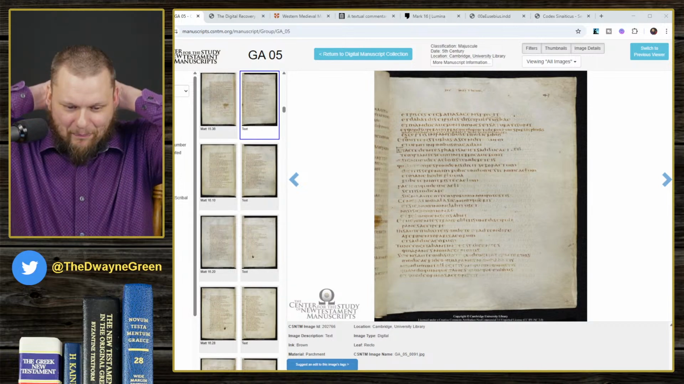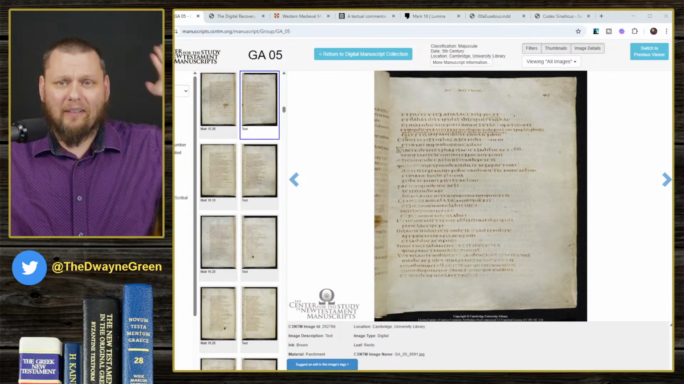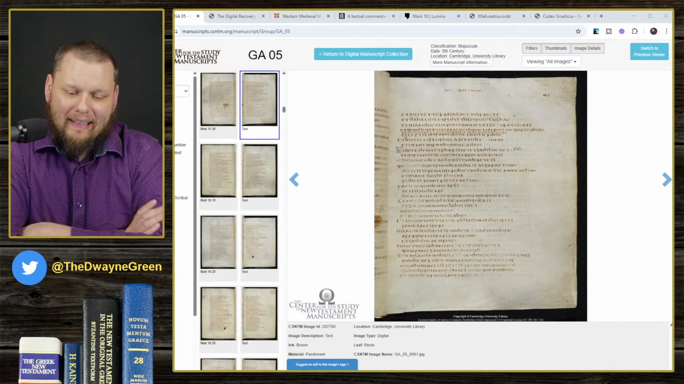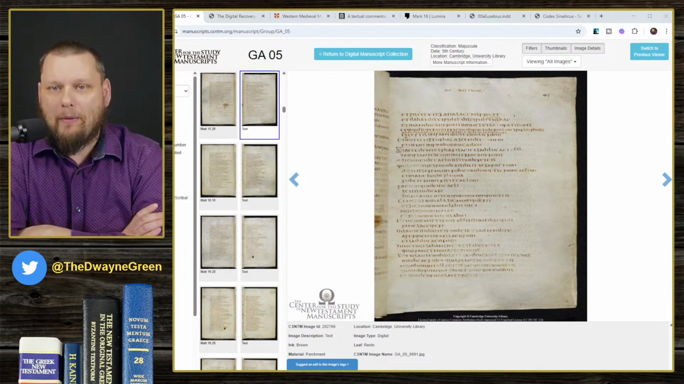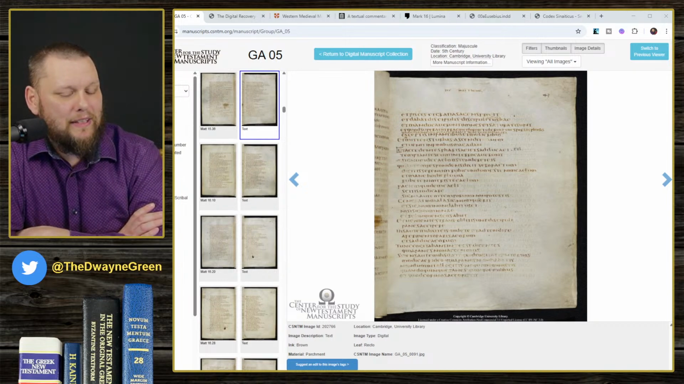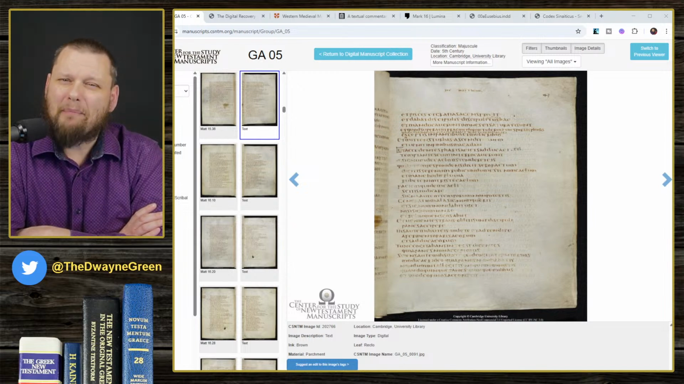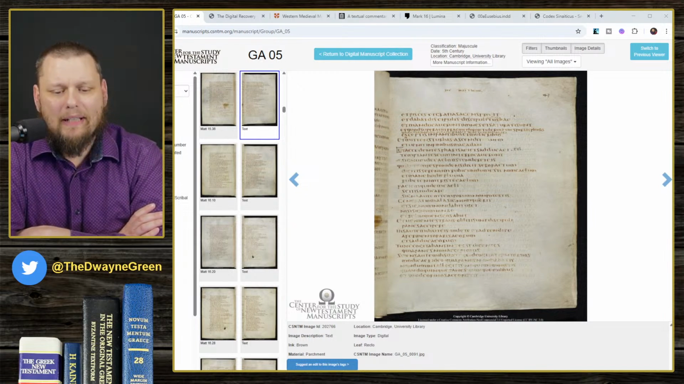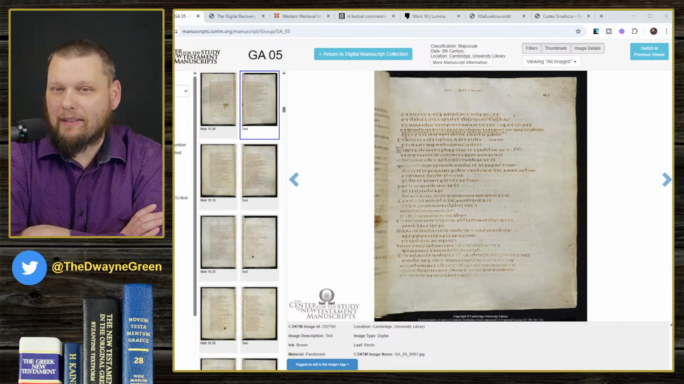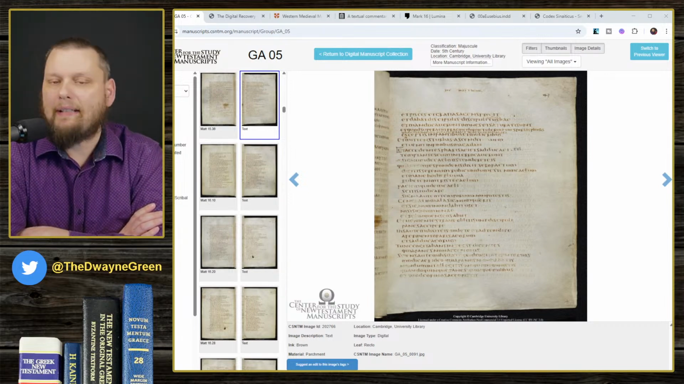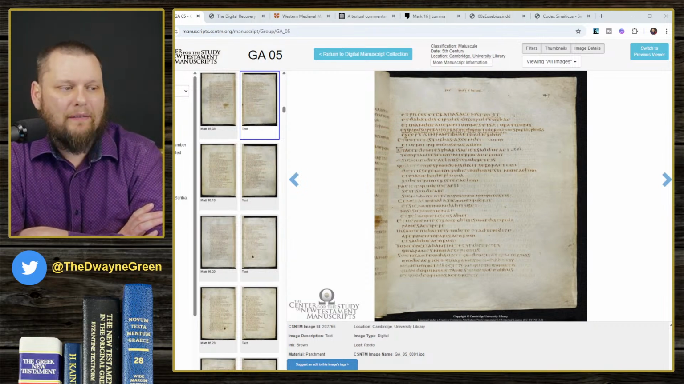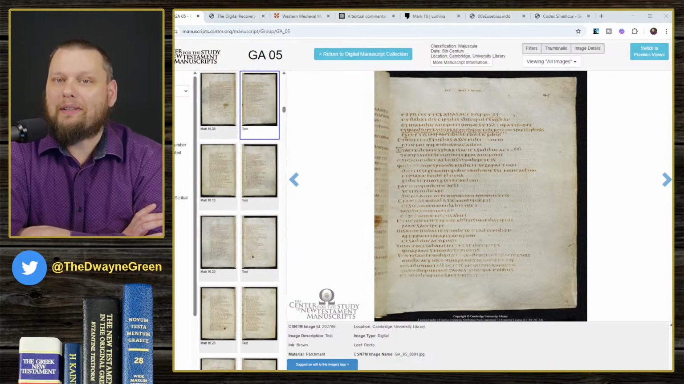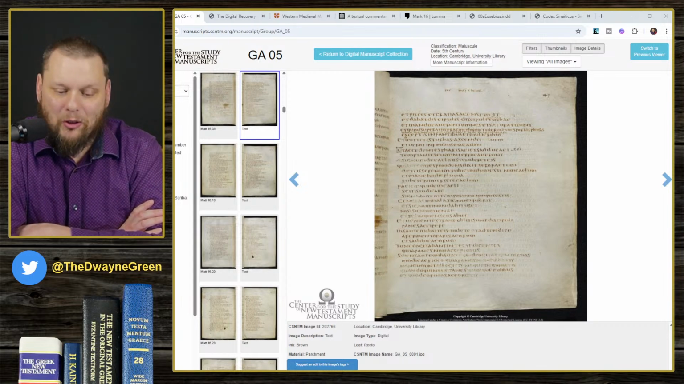Another interesting thing about Codex Bezae is Michael Holmes had written a paper on this one, suggesting perhaps Codex Bezae is a recension. Is it possibly a recension? Now, I don't think he called it a recension, but he's asking the question. Of course, if this is a recension, it's one of the worst recensions in the history of recensions.